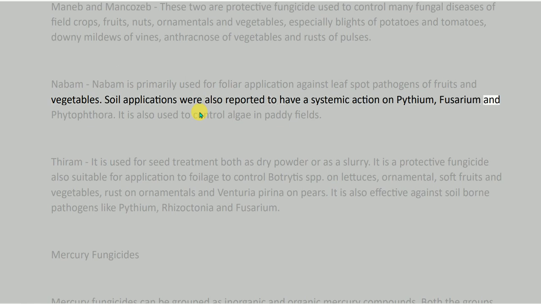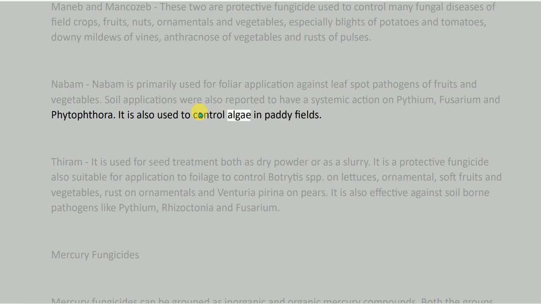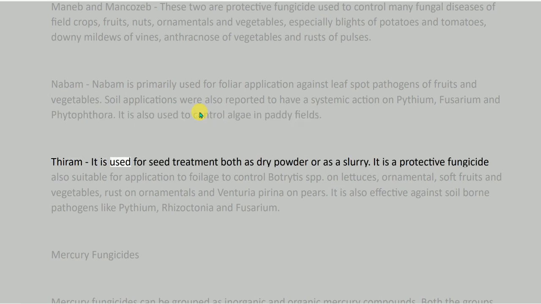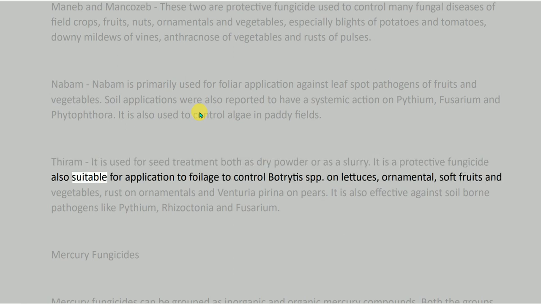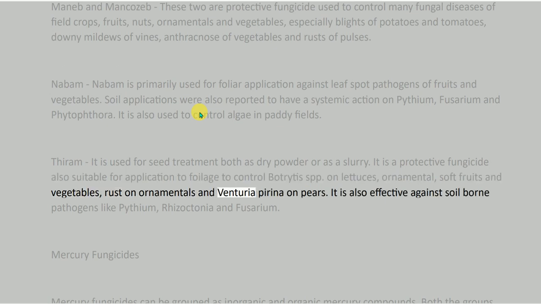Thiram is used for seed treatment, both as dry powder or as a slurry. It is a protective fungicide also suitable for application to foliage to control Botrytis spp. on lettuces, ornamentals, soft fruits and vegetables, rust on ornamentals and Venturia pirina on pears. It is also effective against soil-borne pathogens like Pythium, Rhizoctonia and Fusarium.